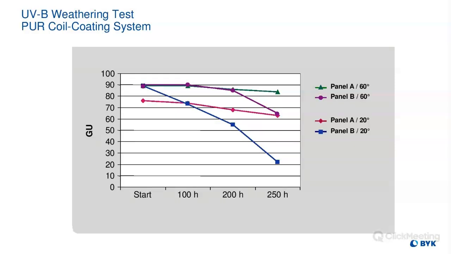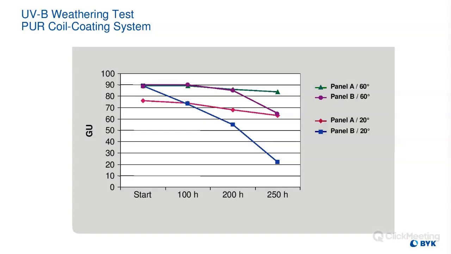And so you can see that we have two panels, panel A and panel B, and each panel is being measured with both the 20 and 60 degree geometry. We can see here that for panel A and panel B, for the 60 degree reading, they're pretty much right on top of each other at the start. They're the same after 100 hours. They're the same after 200 hours. It's really only after 250 hours or so that we're seeing any difference in those 60 degree readings.